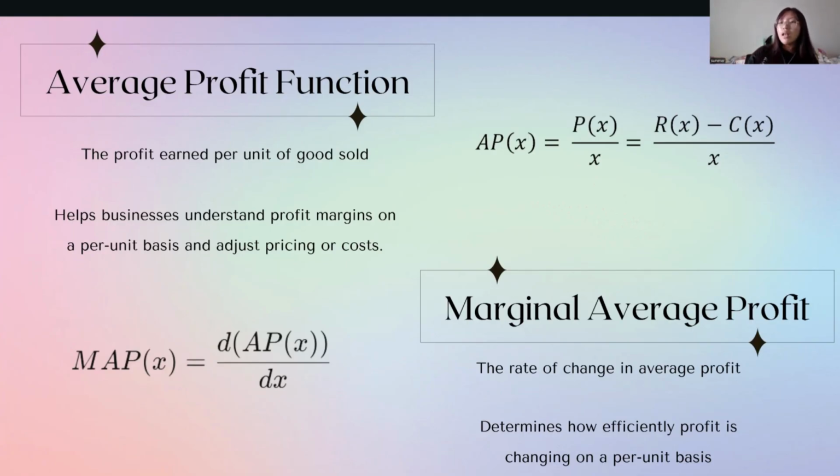Marginal average profit is the derivative of an average profit function, and this function measures the rate of change in average profit. This function can help tell business owners how efficiently profit is changing on a per unit basis, which is essential in adjusting prices and costs.